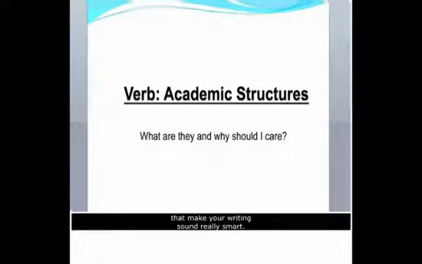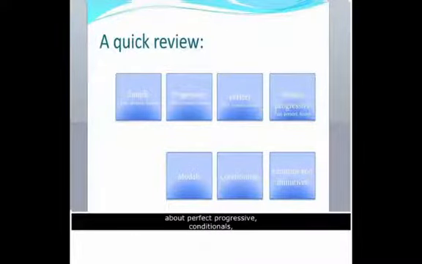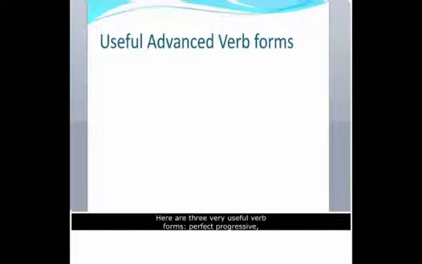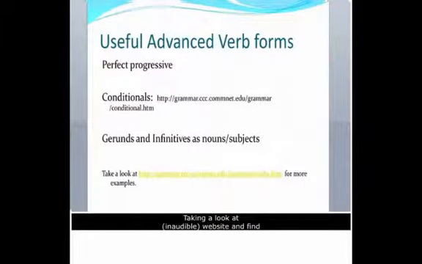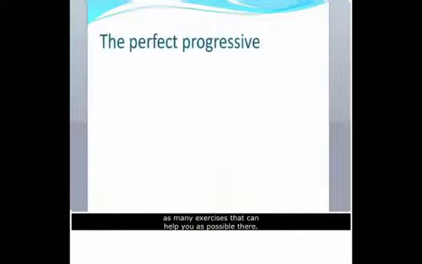Now, you've already learned about simple, progressive, and perfect tenses. This is one step further into academic writing. So in this slideshow, you're going to see perfect progressive, conditionals, and gerunds and infinitives. Modals will have their own separate PowerPoint presentation. Here are three very useful verb forms: perfect progressive, conditionals, and gerunds and infinitives. Take a look at ComNet's website and find as many exercises that can help you as possible there.